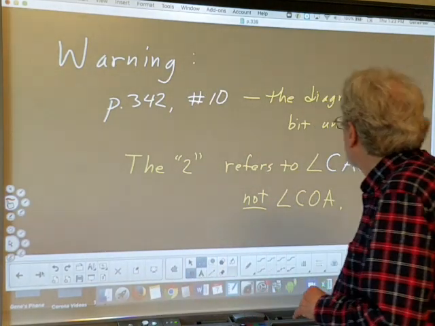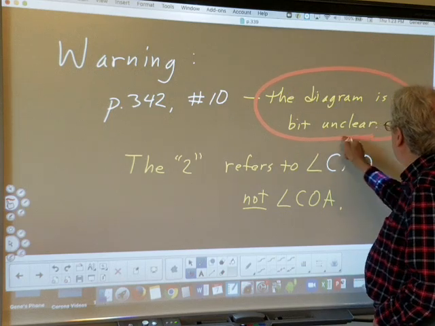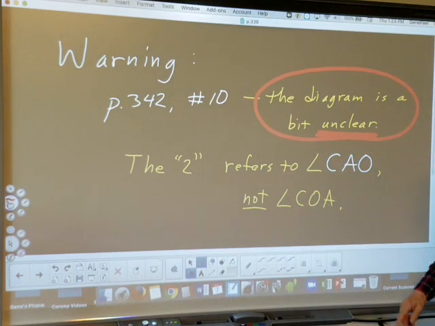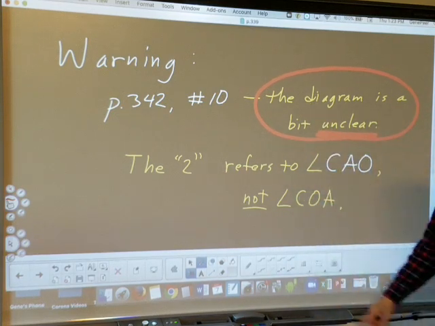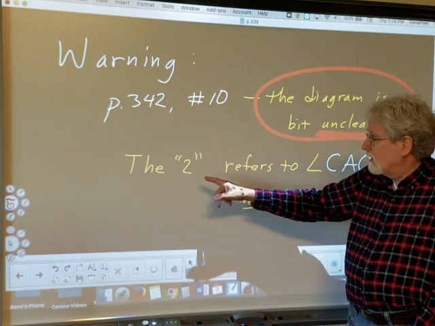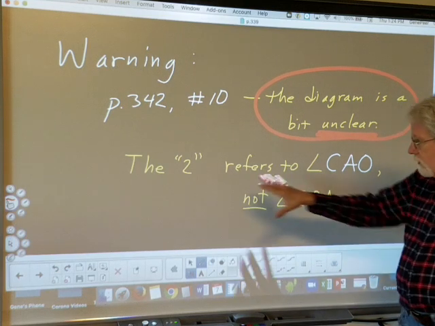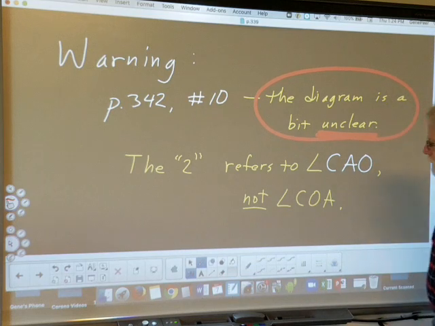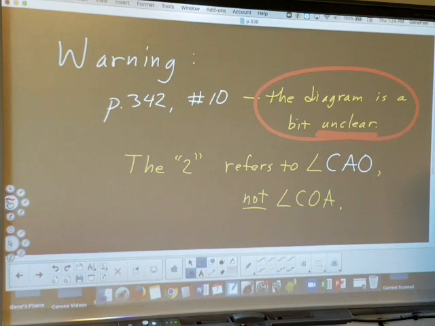Let's see, there's a warning regarding the actual assignment. On page 342, number 10, I've always considered the diagram to be a bit unclear. You can't tell for sure what the 2 refers to in that diagram for number 10. And this is really important. There are a number of questions in part 10, and if you don't get this right, then you do everything wrong. So I'm going to hold you to this. You're responsible to know this fact. That 2 in the diagram refers to angle CAO, not COA.